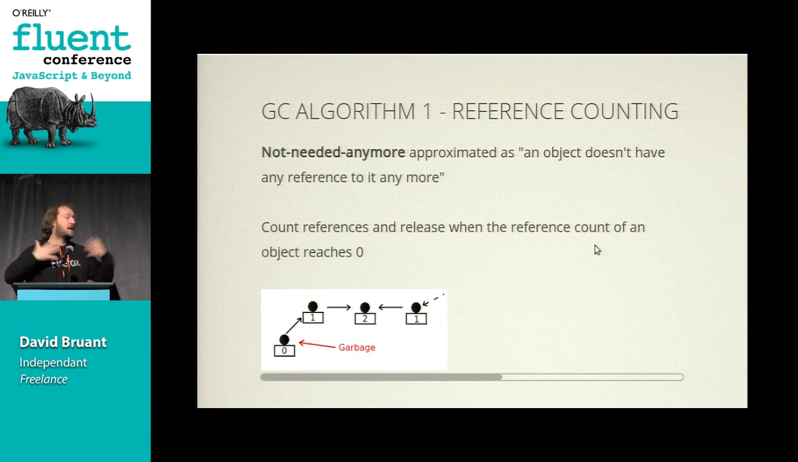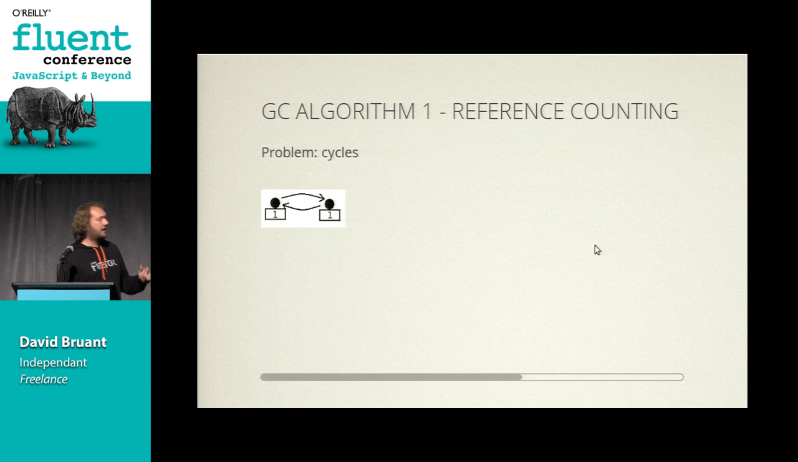And this algorithm, the reference counting garbage collector algorithm, decides that an object that does not have any reference to it anymore is garbage and can then be collected. And that's a pretty intuitive definition. And so the idea is that whenever an object has one more reference, the counter increases and decreases when a reference is lost. The problem here with this algorithm is cycles.